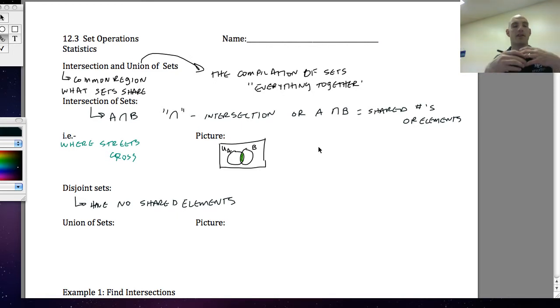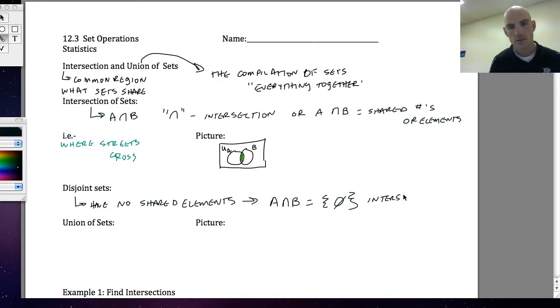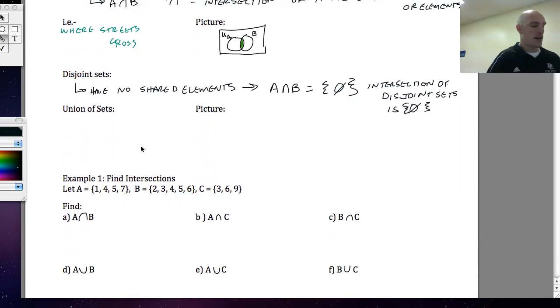And so if I have two sets that don't share anything, if they have no shared elements, this would be the empty set. So the intersection of disjoint sets is the empty set. Because if they don't share anything, then where they cross would be empty, so it would be the empty set. This brings us to the discussion of the union of sets.